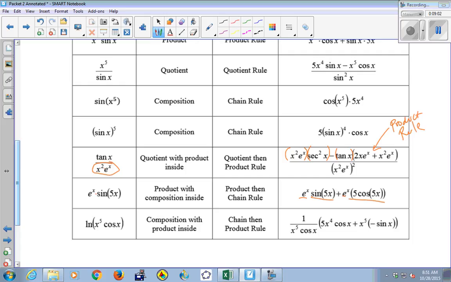And then here's a composition inside a product. This is the ln of some stuff. So its derivative should be 1 over the stuff, 1 over x to the fifth cosine x. But then the derivative of the stuff, my stuff is actually a product. So I had to use the product rule to get the derivative of the stuff.